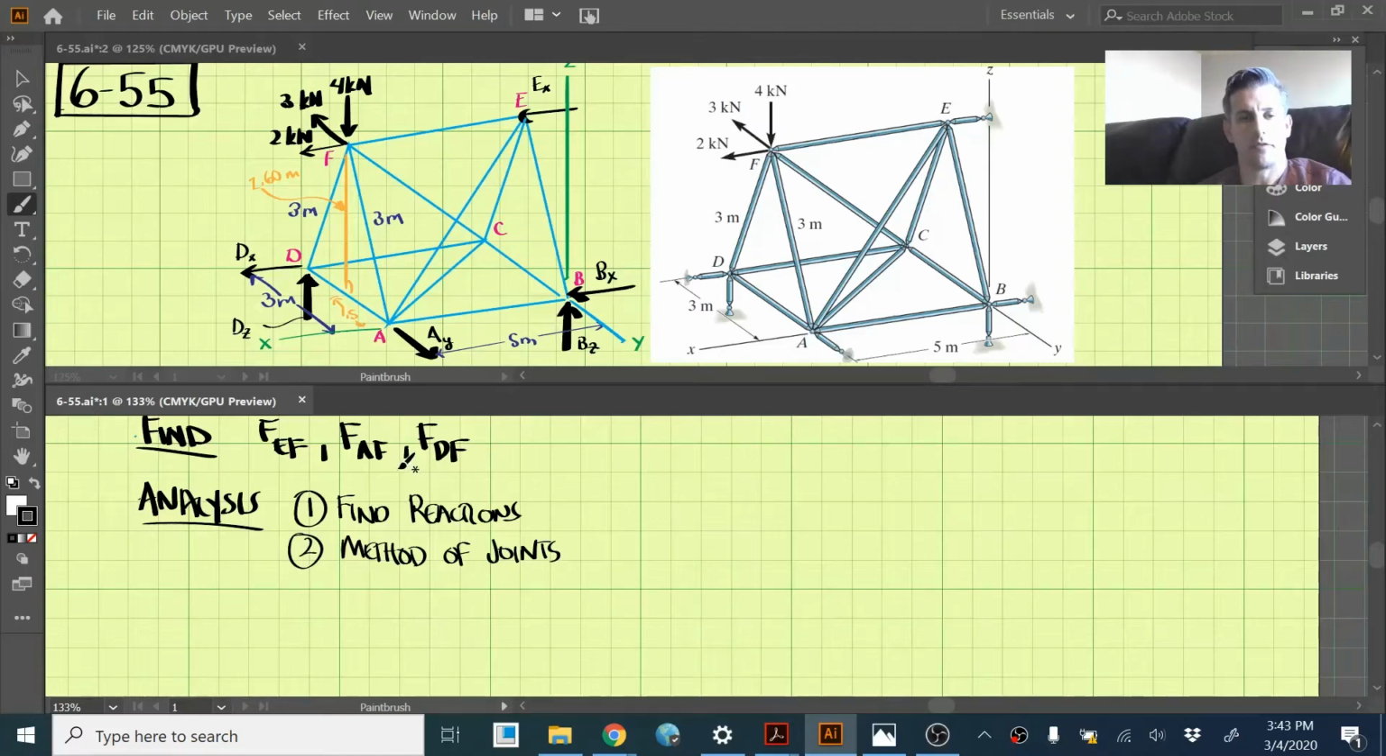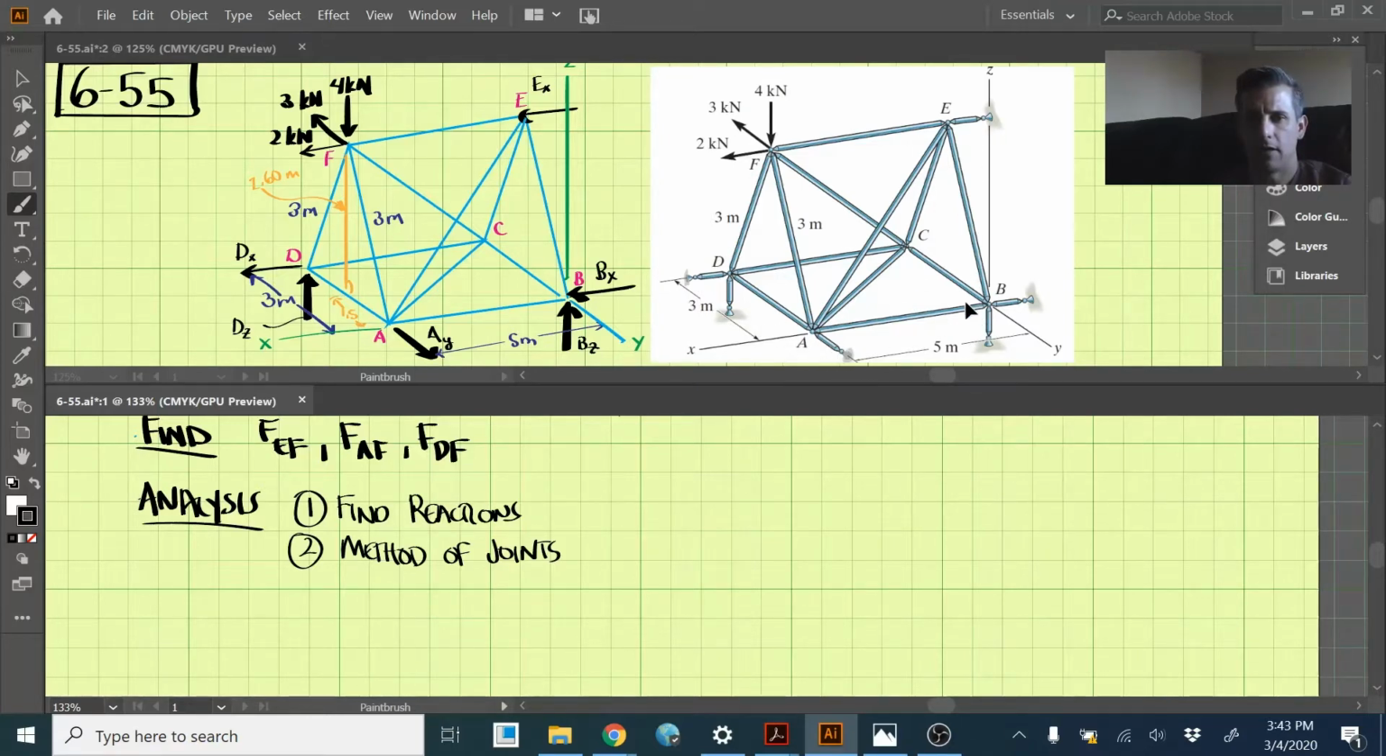Right, so this is 655 and it's a space truss problem. That means it's a 3D truss problem here. At these supports, they're connected by short links, which are two-force members. So at that joint where they connect, they can only have forces in the directions that the links are connecting. That goes for all the supports here at A, B, D, and E.